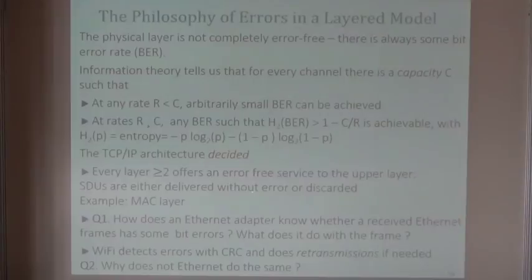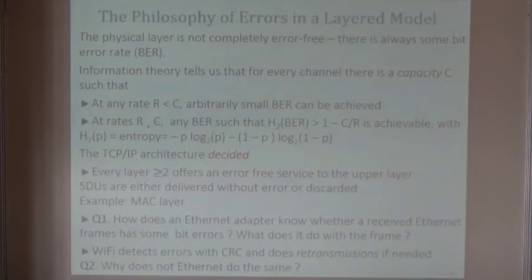So if we detect an error, which we do, we have seen a number of error detection codes, in the frame check sequence of the MAC layer, the UDP checksum, for example. If we detect an error, we simply discard the packet. Right? For example, if an Ethernet adapter receives an Ethernet frame that has some bit error, what will it do with the frame? It will simply drop it, right?